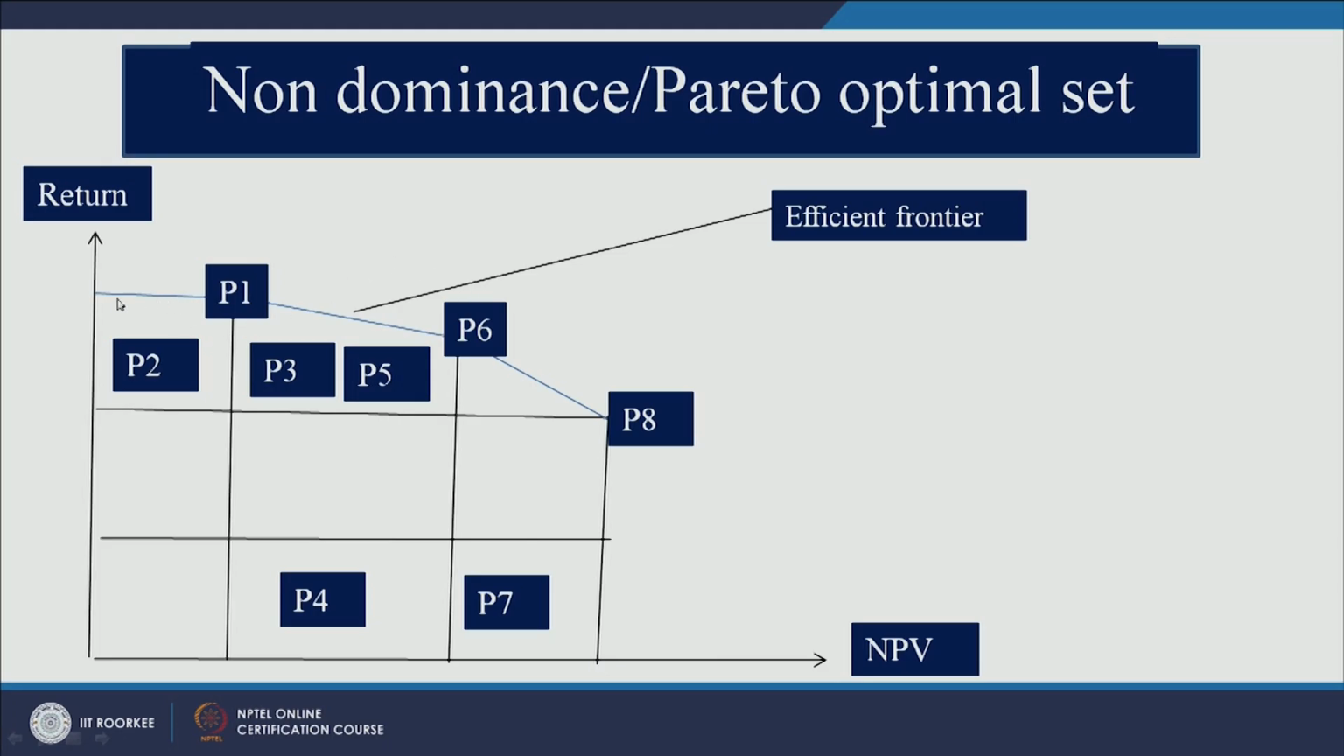Now this is known as the efficient frontier. So either you select P1, P6 or P8, they all are equally good projects, right. So you would be getting, let us say if you select P1, this much return and this much NPV, and this would be as good as selecting P8 with this much return and this much NPV, right. In this case, P2 is a clear winner if you take returns as the criterion, right, and these are the efficient frontier or Pareto optimal set. You can select any one of these, right.